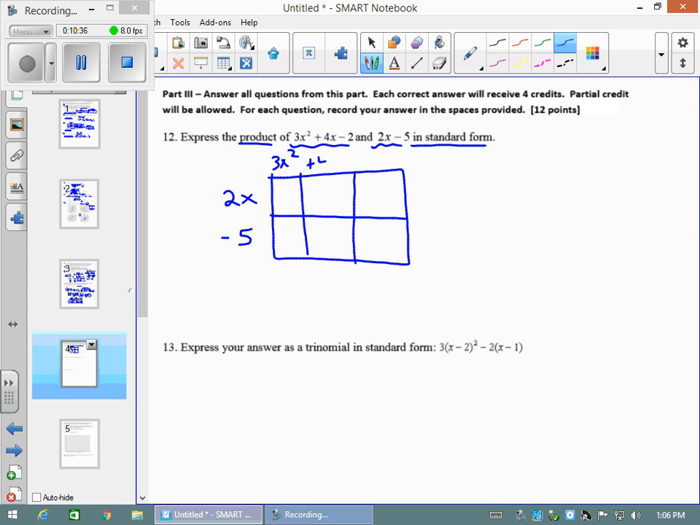So my first box, 2x times 3x squared, should give me 6x to the third. 2x times 4x is going to give me 8x squared. 2x times negative 2 will give me negative 4x. Now I'll distribute the negative 5. Negative 5 times 3x squared is negative 15x squared. Negative 5 times 4x is negative 20x. And negative 5 times negative 2 gives me a positive 10. So I'm going to write out all of my terms.